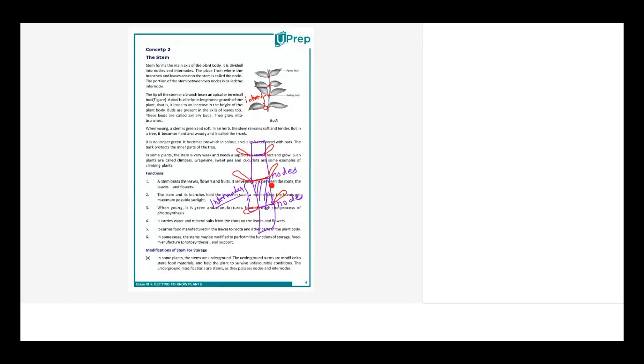Always, nodes will have buds. Internodes will be empty. Internodes will never have anything. So here all these areas are internodes. If I change the color and show you, this yellow area is all internode. The red area is node. Is that clear?